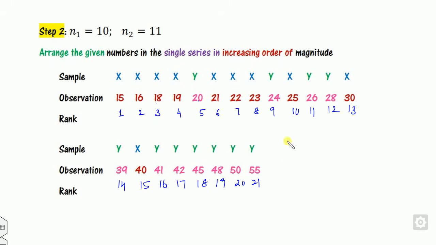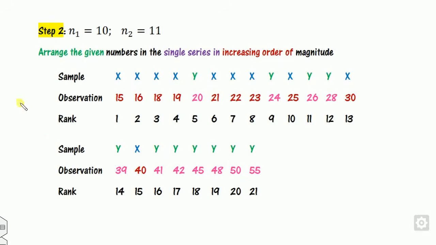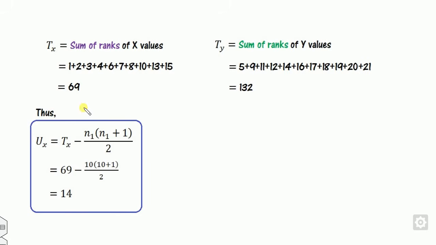Now what is this step? Look at that. n1 and n2 are both greater than or equal to 10, so it means we use the large sample test. Now you define the Tx, the sum of the x values. These are the x values, so you find the Tx. These are the ranks. You have to find the sum of the ranks of x and the sum of the ranks of y. Based on this Tx and Ty, you can easily find the Ux.